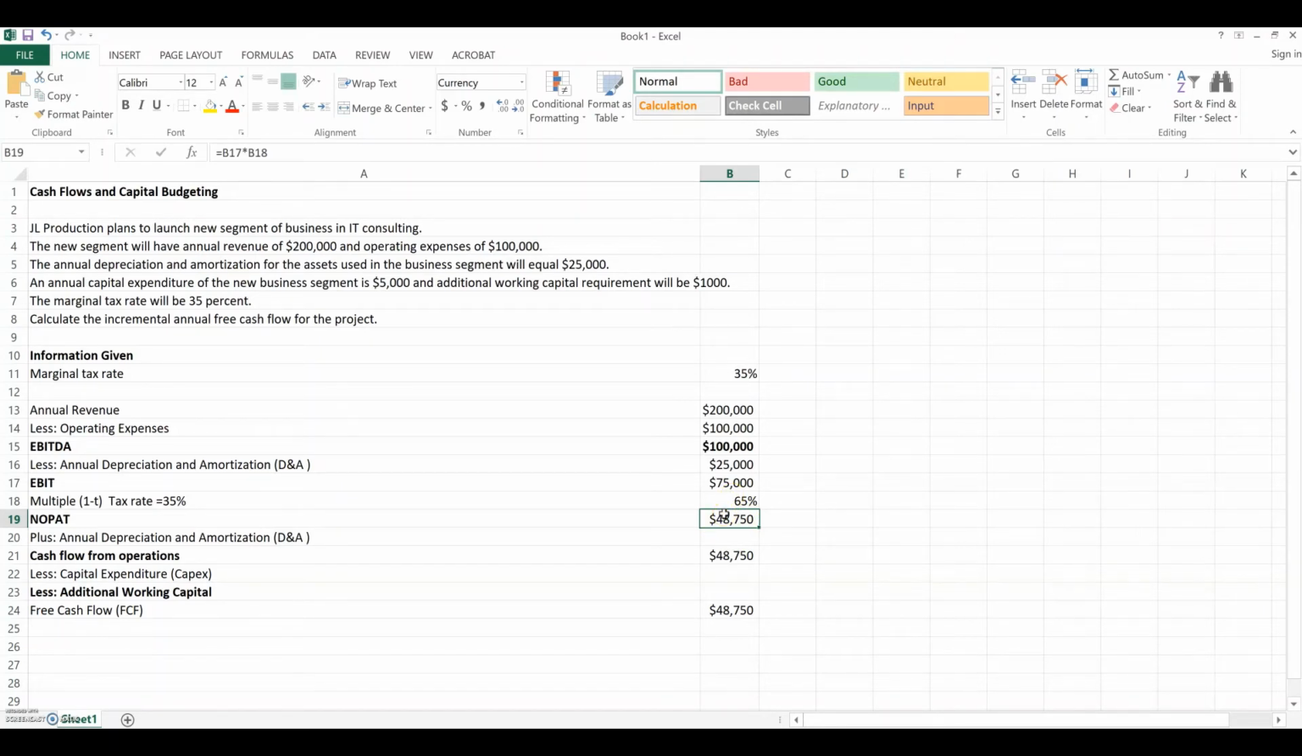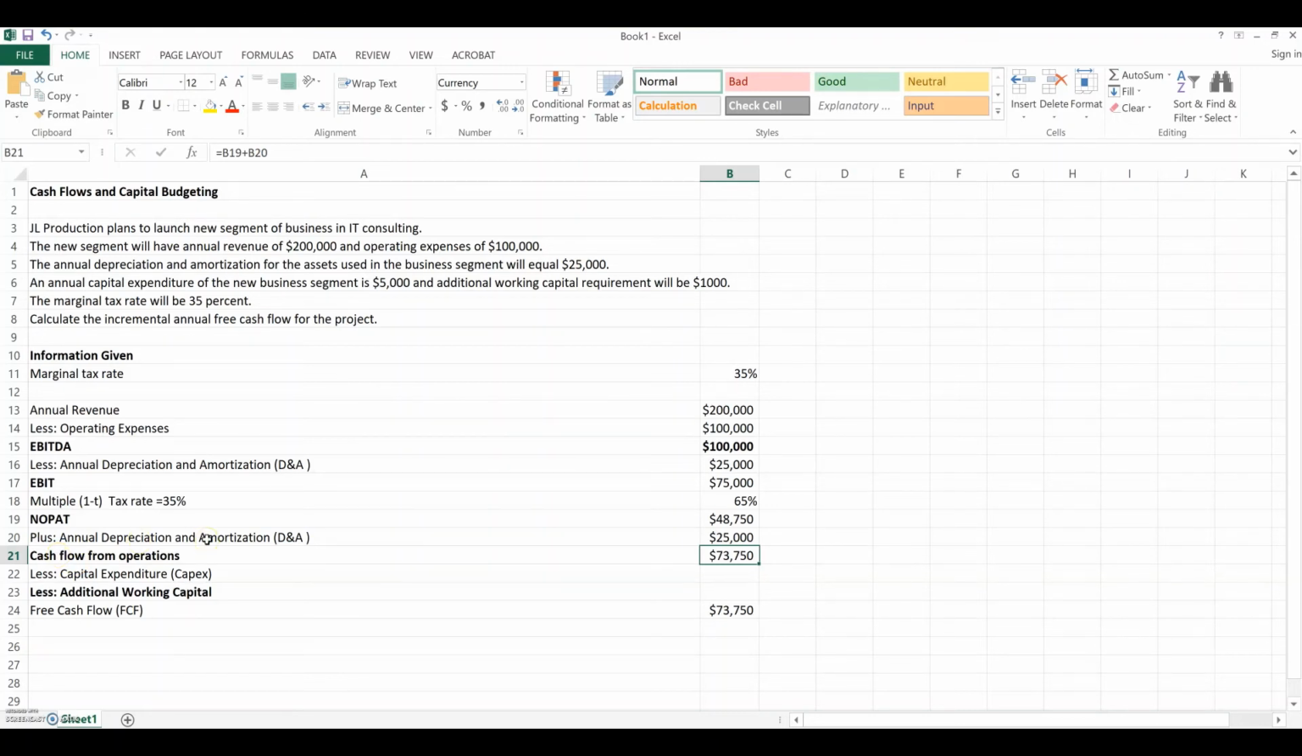Now again, we have to adjust for the depreciation and amortization by adding it back. So just enter the depreciation and amortization value. After that, you'll get the cash flow from operations. So what you have done is added the depreciation and amortization to NOPAT, or net operating profit after tax, and that gave you the value of cash flow from operations.